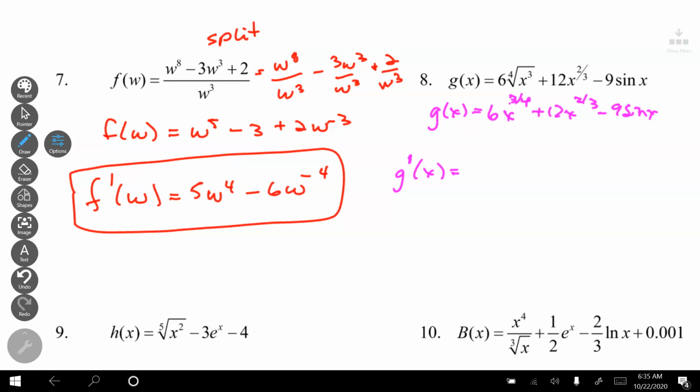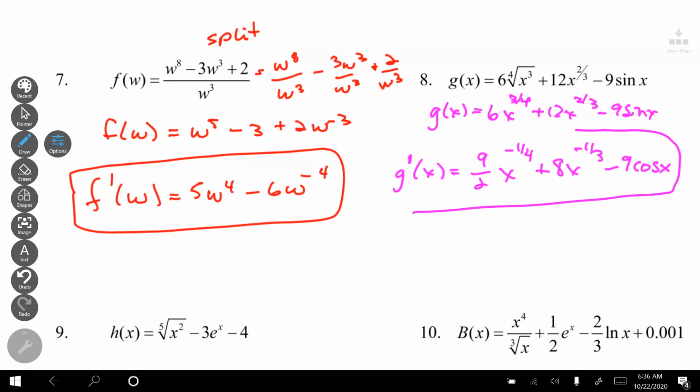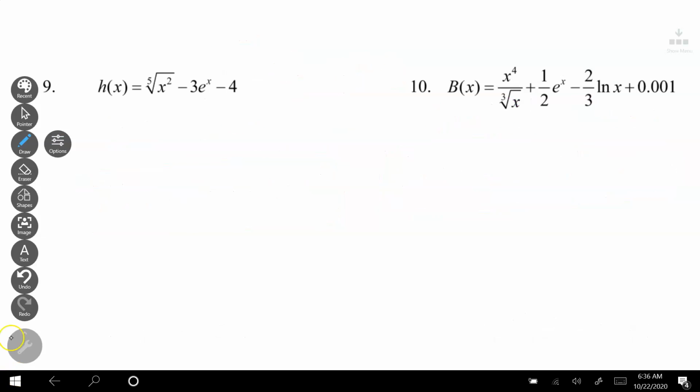well, I get 18 over 4, or what I call 9 over 2, x top minus bottom, negative 1/4 plus 8x to the negative 1/3. And the derivative of sine is cosine, so minus 9 cosine of x. Like I said, you really need to know your rules of exponents so you can rewrite things.